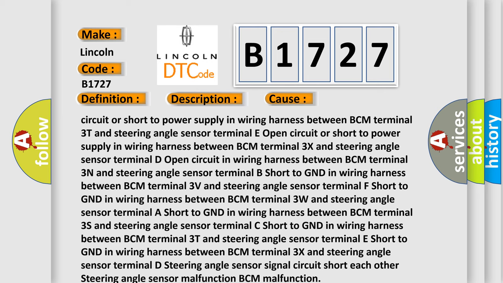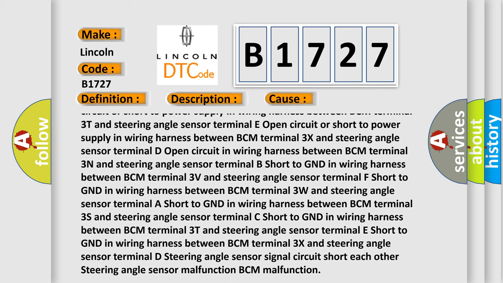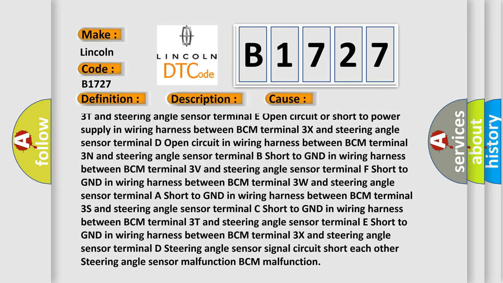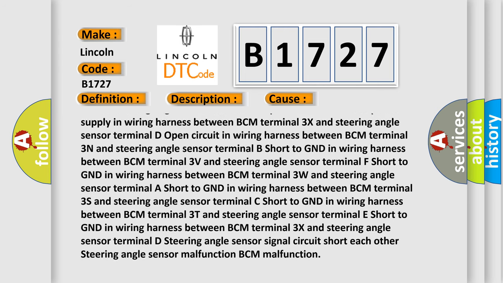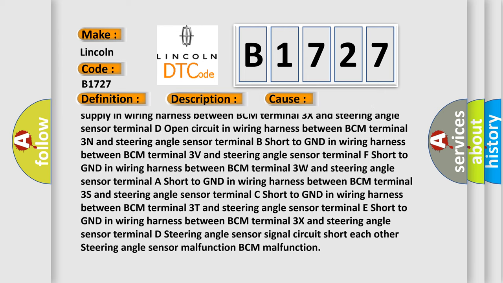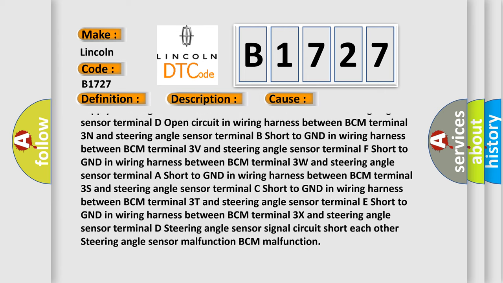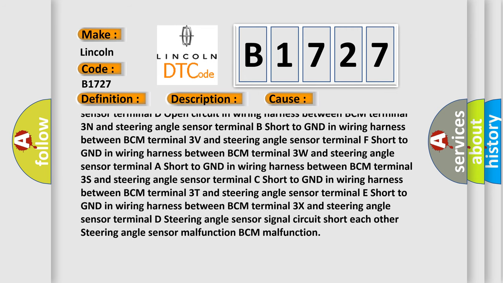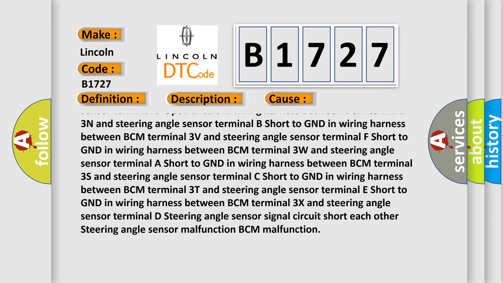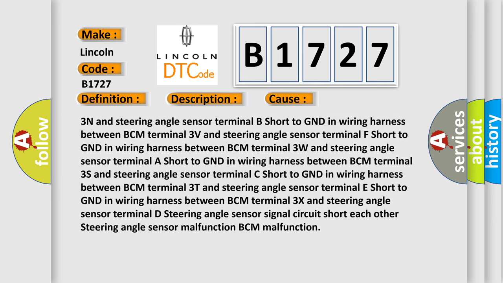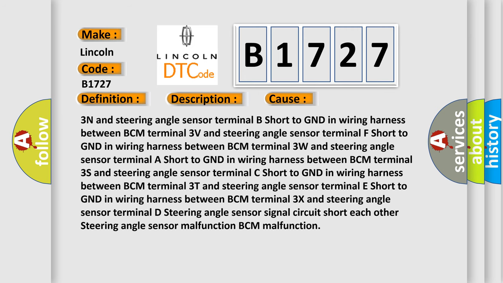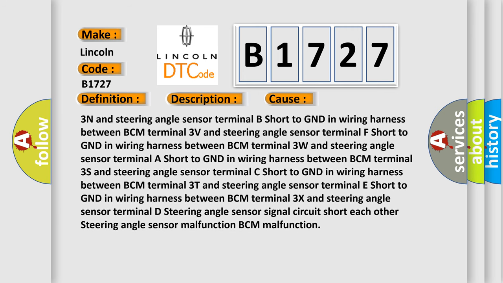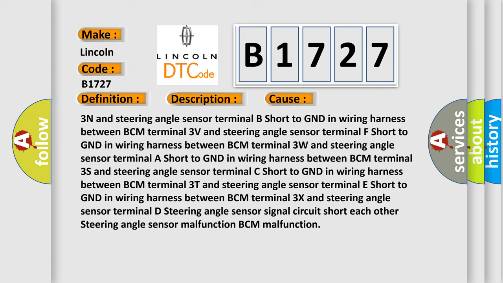open circuit in wiring harness between BCM terminal 3N and steering angle sensor terminal B, short to GND in wiring harness between BCM terminal 3V and steering angle sensor terminal F, short to GND in wiring harness between BCM terminal 3W and steering angle sensor terminal A, short to GND in wiring harness between BCM terminal 3S and steering angle sensor terminal C, short to GND in wiring harness between BCM terminal 3T and steering angle sensor terminal E, short to GND in wiring harness between BCM terminal 3X and steering angle sensor terminal D, steering angle sensor signal circuits short to each other, steering angle sensor malfunction, BCM malfunction.